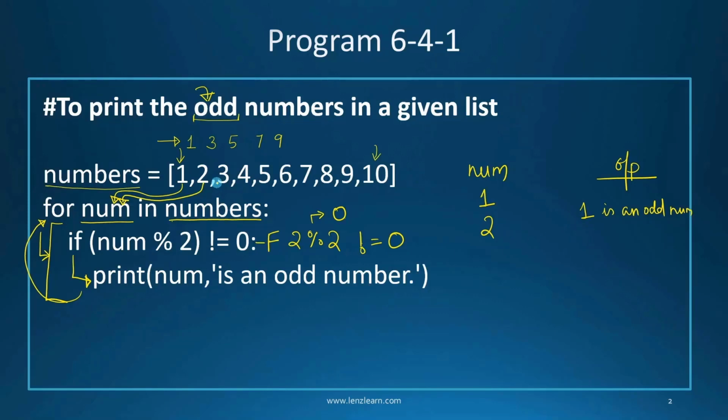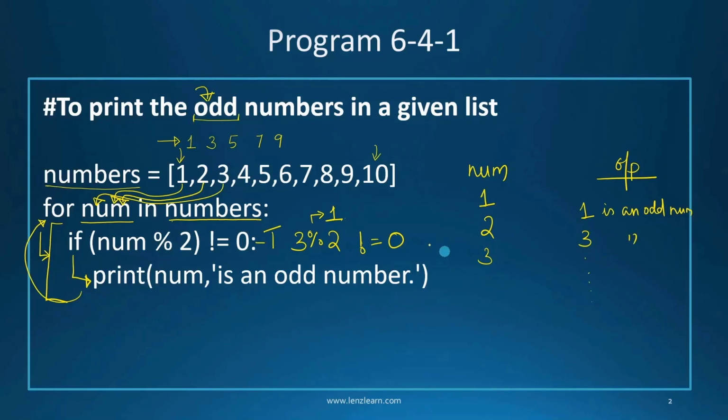That's an even number. So now the next number 3 will be loaded into num. So here I will check 3 modulo 2 is not equal to 0. So here you can see the remainder of 3 modulo 2 division will be 1. Okay, because it's an odd number. So now we can see 1 is not equal to 0. So that is true. So this condition evaluates to true. Now the control will come into the if statement. It will print the value of num, which is 3 now. Okay, it will print is an odd number.